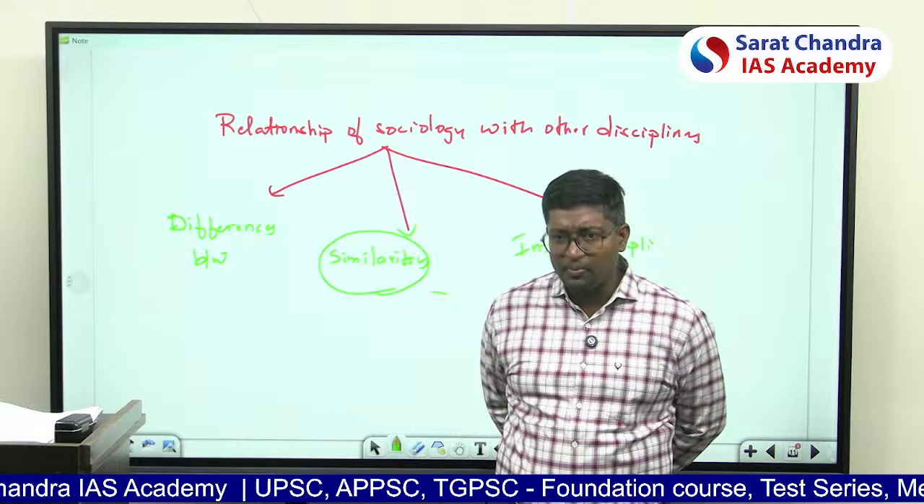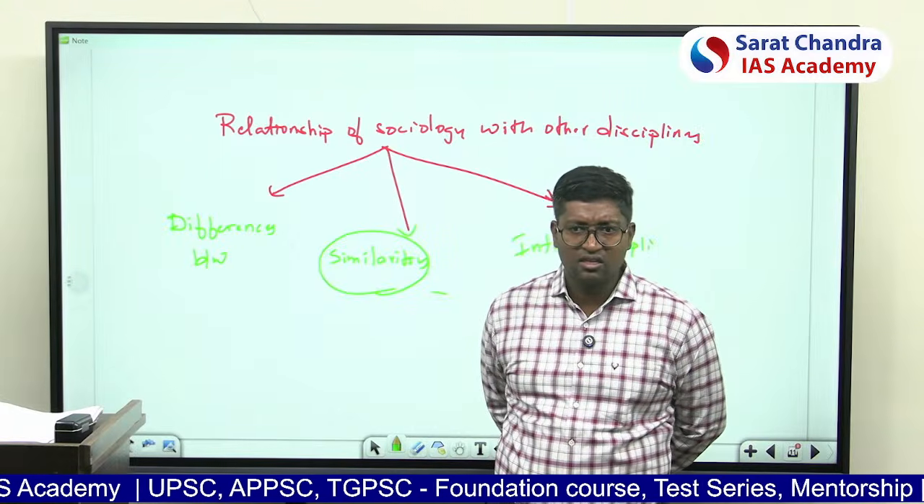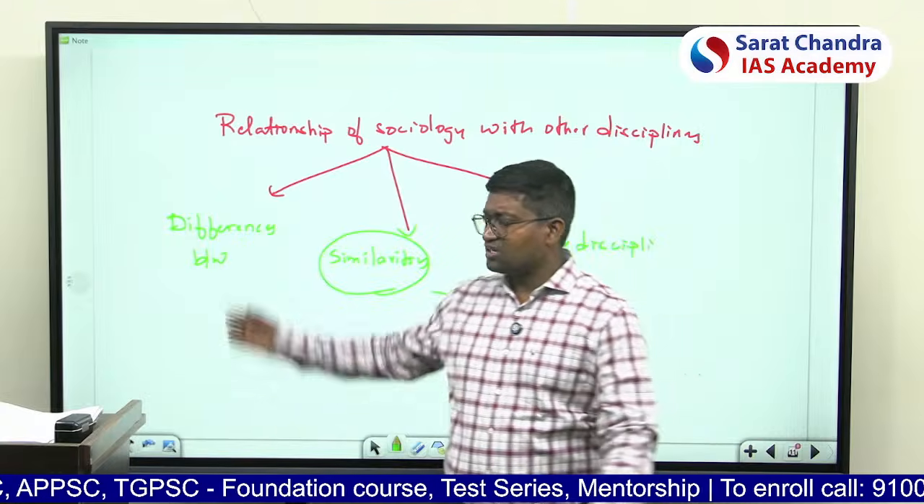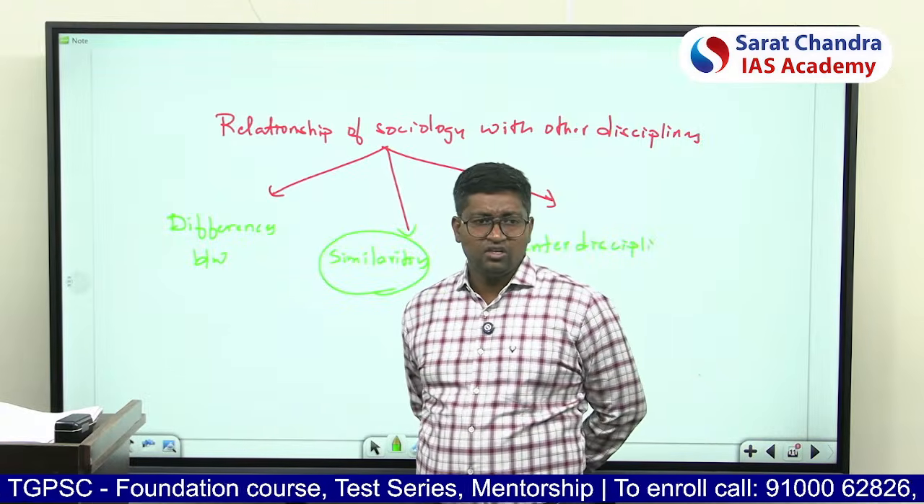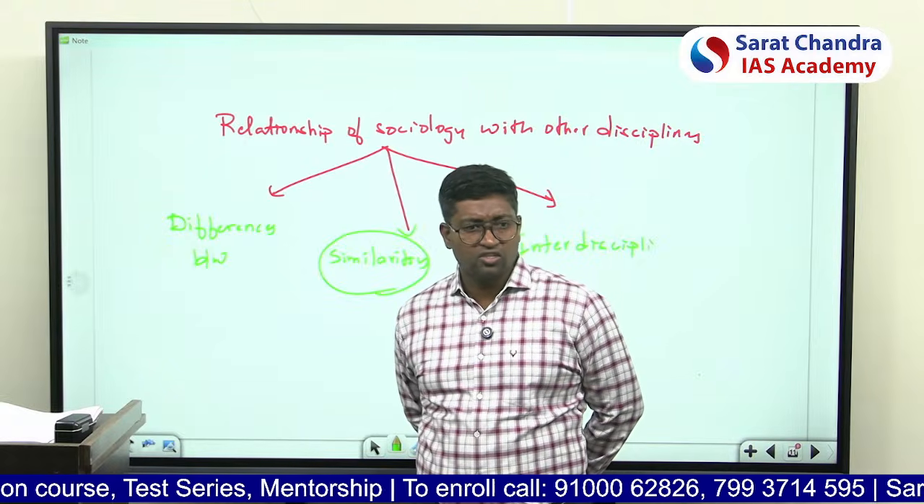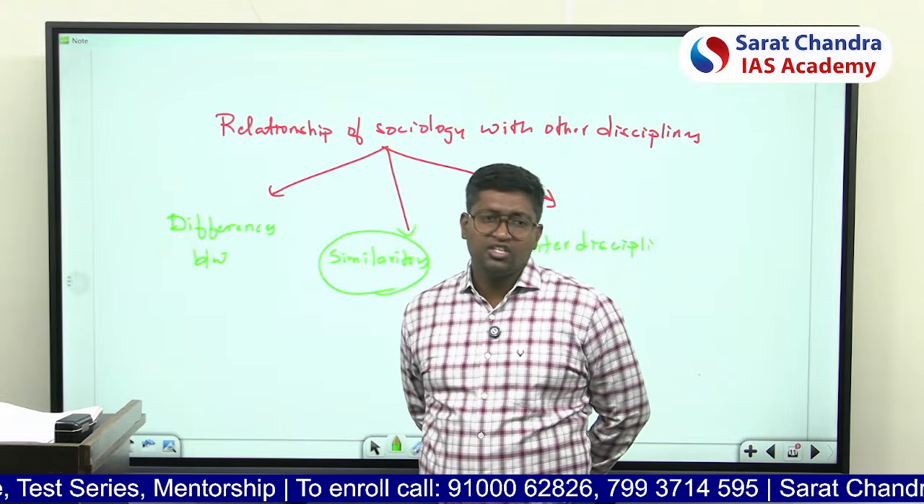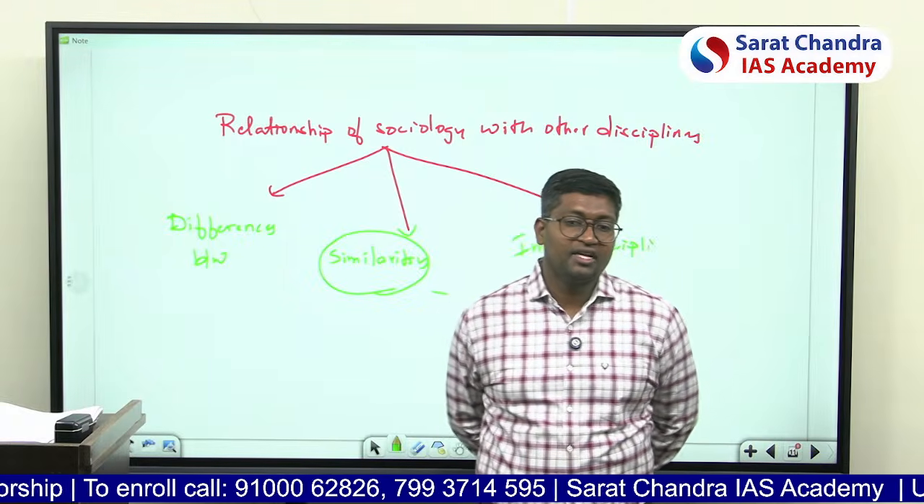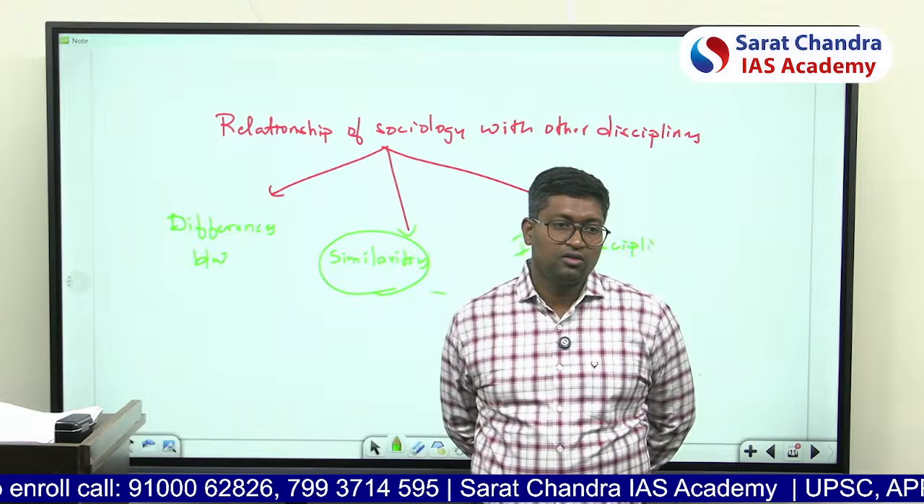History studies the past, sociology studies both past and present. That is one difference. History focuses on the ideographic, while sociology emphasizes the nomothetic. What is ideographic? Ideographic and nomothetic.